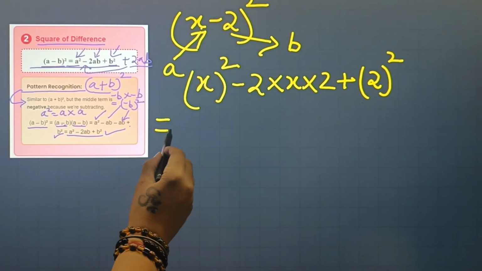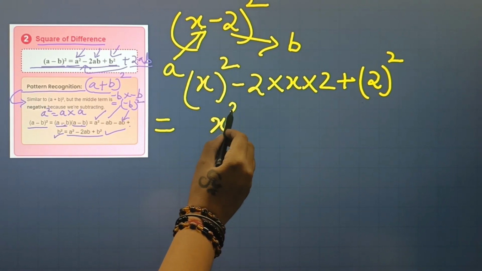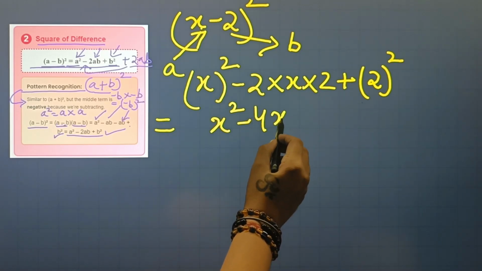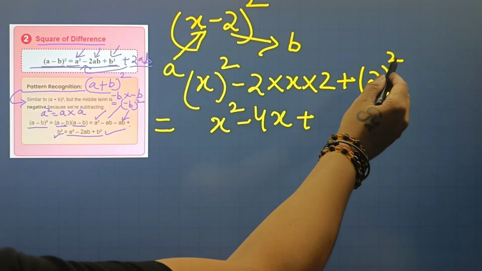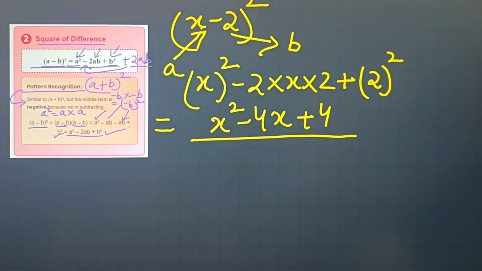Now we can simplify this. X raised to the power 2 is x square, minus 2 into 2 is 4x, then plus 2 raised to the power 2 is 4. Therefore, this is the final answer after applying this particular identity.